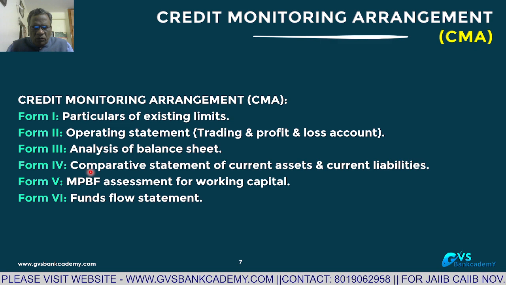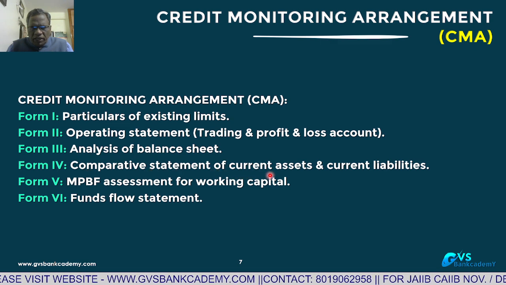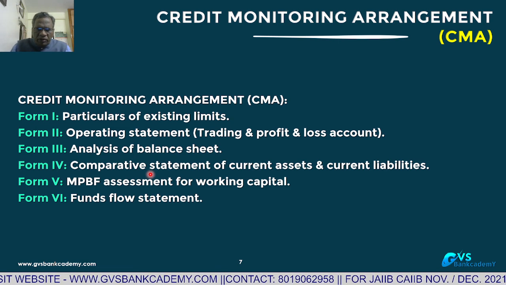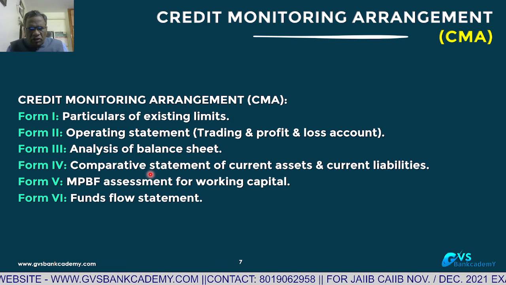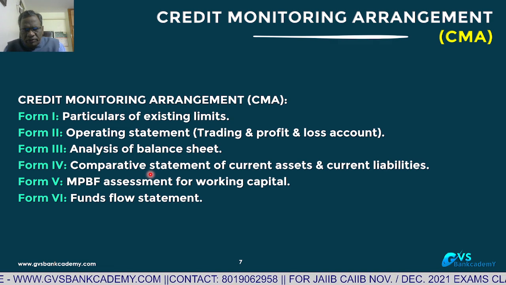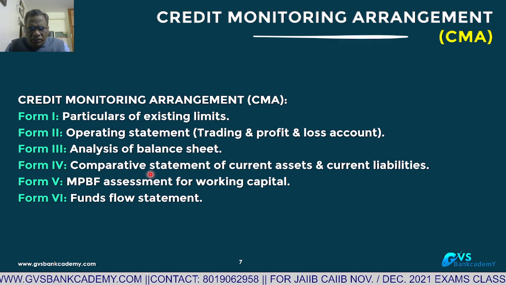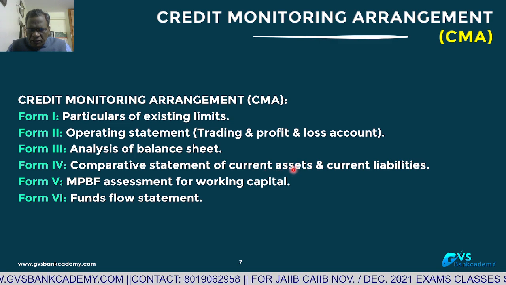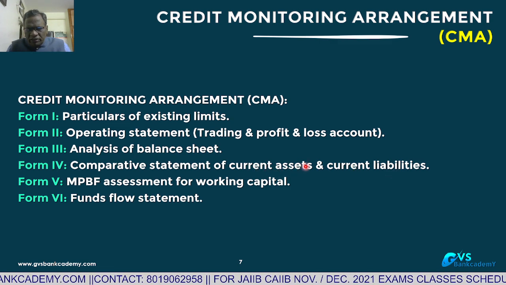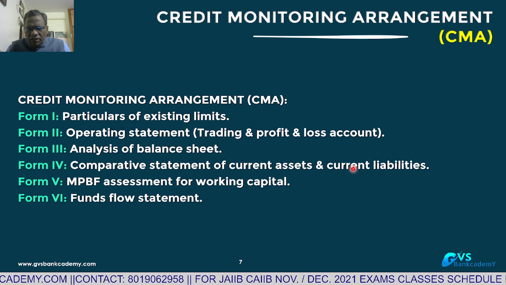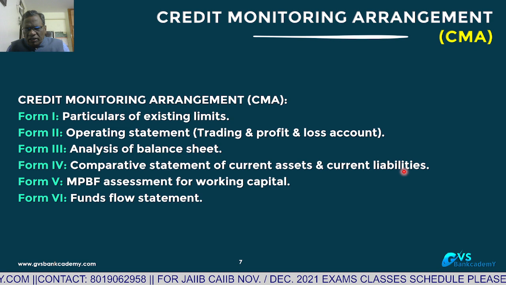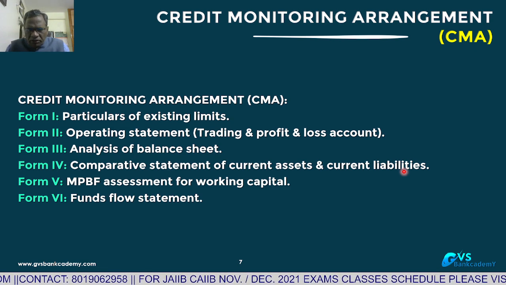Then form number 4, comparative statement of current assets and current liabilities. What is the comparative statement from the last 2 years or 3 years? What is the level of current assets? What is the level of current liabilities? With this analysis, we are getting current ratio, total of current assets, current liabilities. Current assets minus current liabilities, we are getting net working capital. And current assets by current liabilities, we are getting current ratio also.